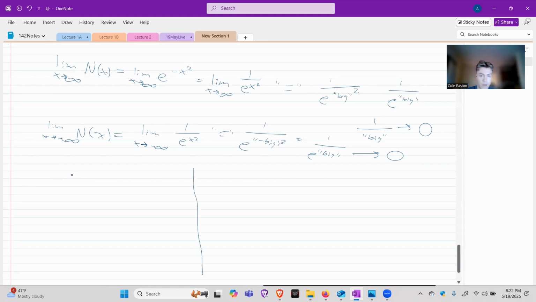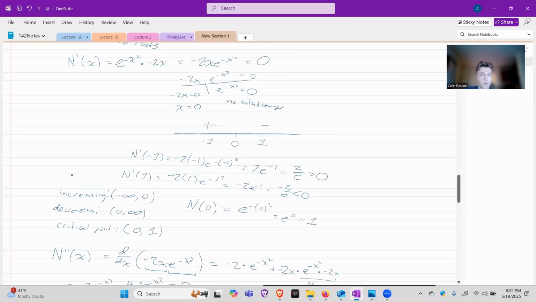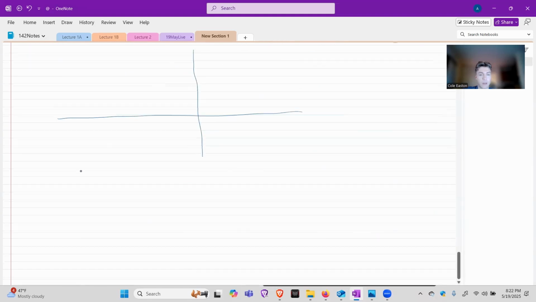So let's try to graph this. And so we know that we have a critical point. Let's go back up here and remember everything that we said. So we said that we're increasing.